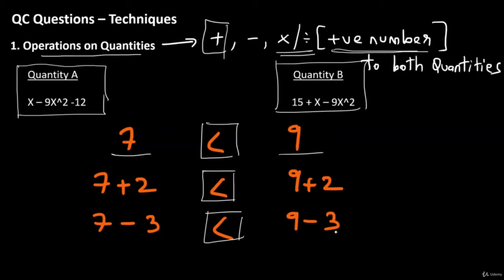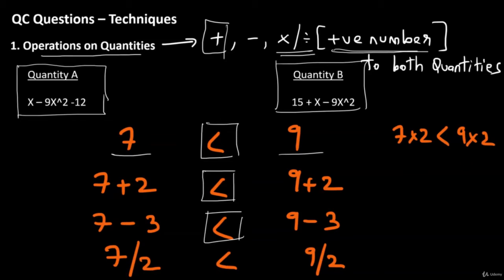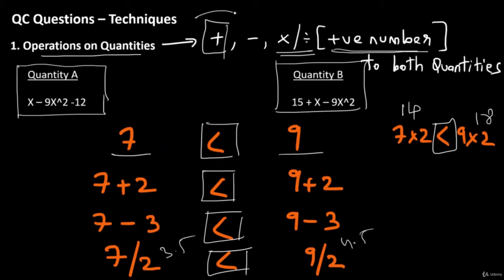Alright, now what if I divide and multiply by a positive number? So let's do that over here. I have 7 by 2 and 9 by 2 and I have 7 into 2 and 9 into 2. Now you can see that in both these cases, the sign remains the same, right? 7 by 2 is 3.5 and 9 by 2 is 4.5 and 3.5 is less than 4.5. Over here you have 14 and over here you have 18 and 14 is less than 18, right? So that's why we can do these operations on these two quantities and maintain the relationship as it is.